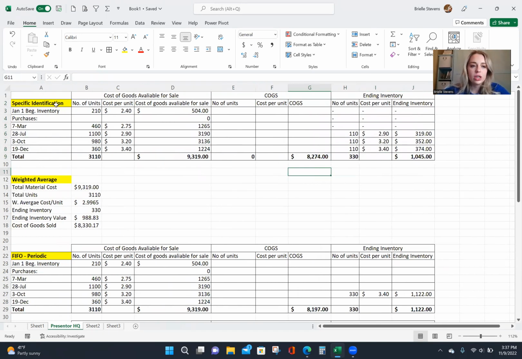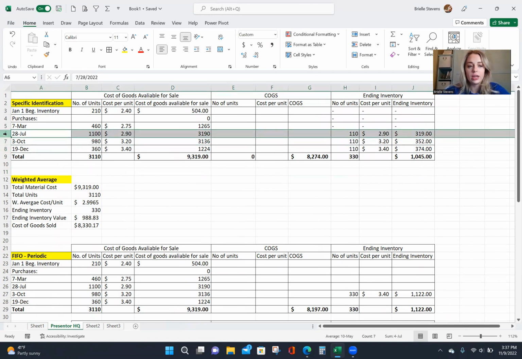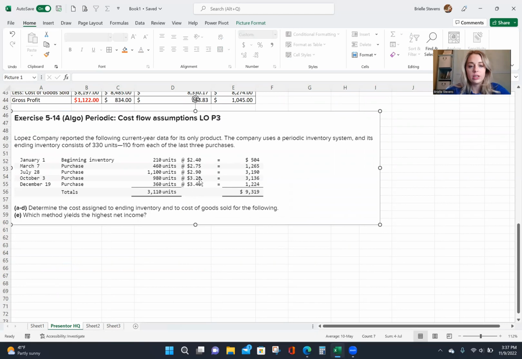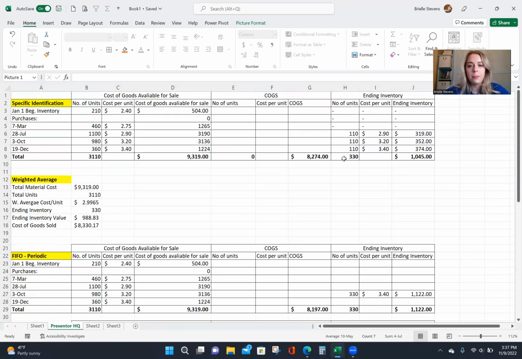For specific identification, remember we learned that this is most used for really expensive items. An example that was given in our reading was something like cars, where you need to know exactly what that one item cost, not on any other of the different types of calculations. So we know that for the last 3 purchases, the December 19th, the October 3rd, and the July 28th, we sold 110 units at their respective costs, which we got from the screenshot right here, 340, 320, and 290. So I just jotted those in.